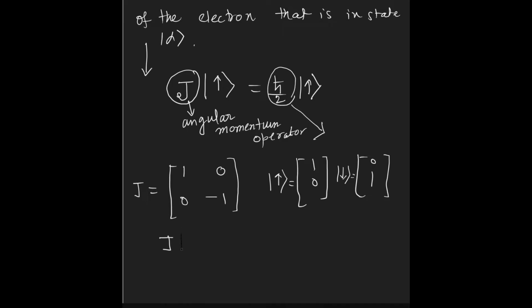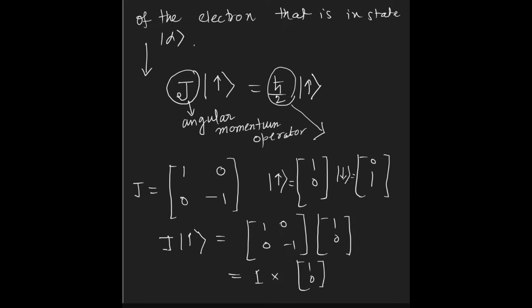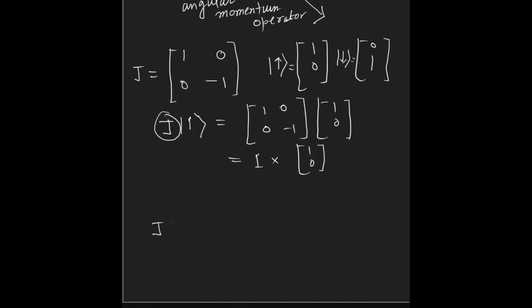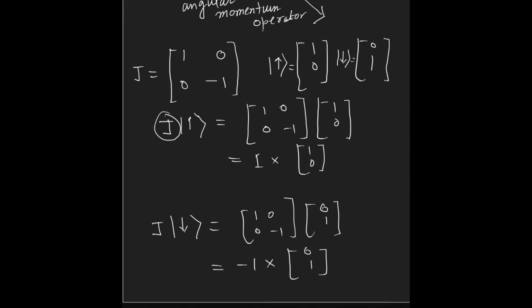If we operate on the upspin state, it will give 1 times 1 0. That means here the observable is 1 corresponding to this operator J. Similarly, if we operate J on the downspin state, it will give minus 1 as the observable, and it remains in the same state. That is the concept of an observable.